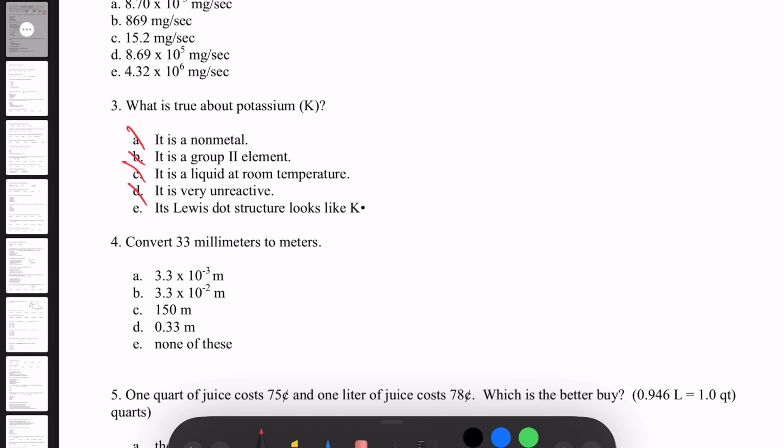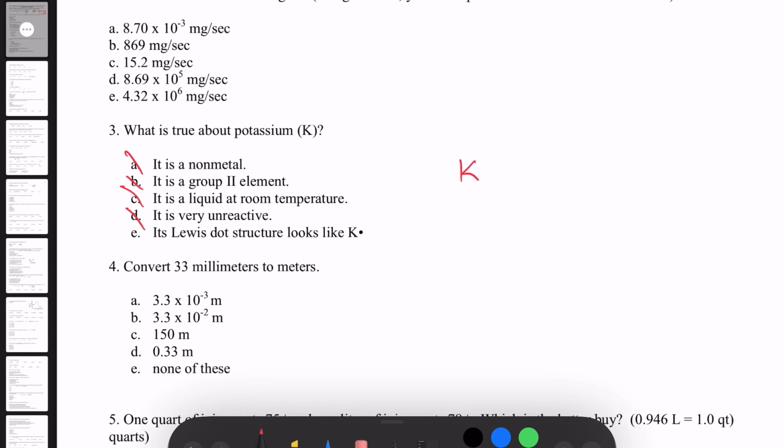Now, Lewis dot structures, we'll go over them later on, but it's basically when you have the symbol for the element and you use dots to represent valence electrons on the outer shell. However, I told you earlier on that potassium only has 1 valence electron, so it only has 1 dot, making E our correct answer.